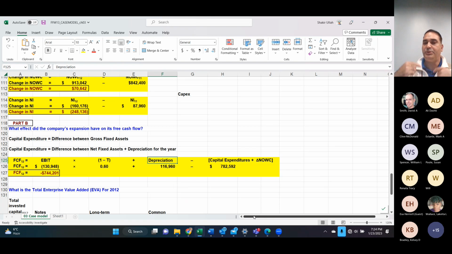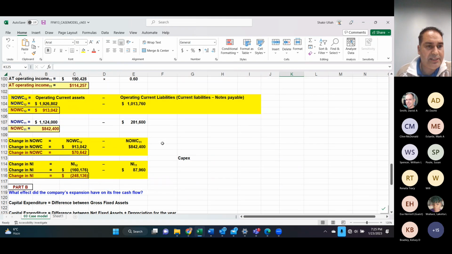It is a non-cash expense, but we still include that depreciation in our income statement because the government gives us a tax benefit on that. So it reduces our income and we pay less income tax, but it's actually a non-cash expense. So we add it back to the after-tax operating income. And then we remove the capital expenditure and any change that has happened in the net operating working capital.